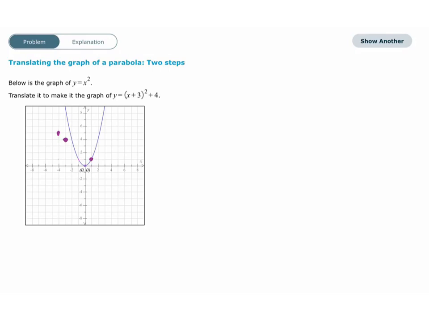Then we can go from this point. We'd go 1, 2, 3, 1, 2, 3, 4. And we'd be there as well. And so we get a general idea of what our parabola should look like.